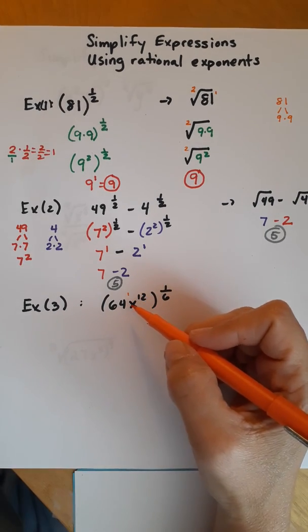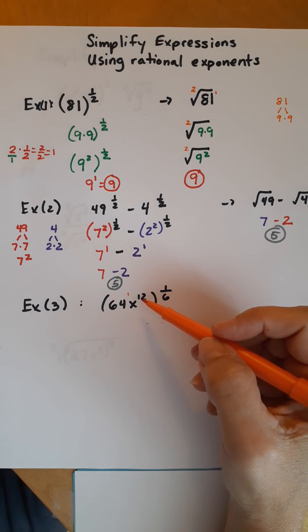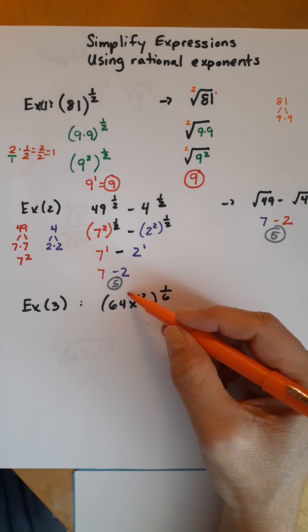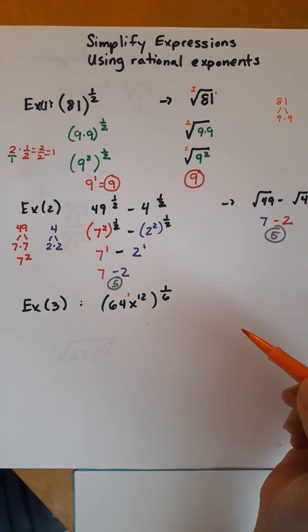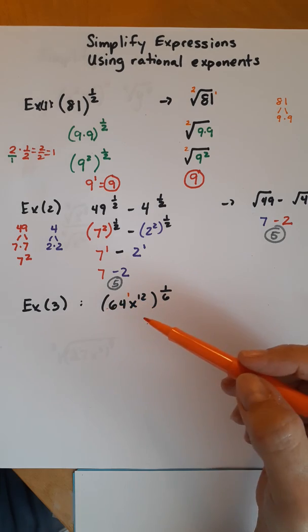We're going to look inside this parentheses. Do they all have a power? And I like to do this because I just want to remind people not to skip anything. So the 64 doesn't have a power, so I assign it a 1 because that's not going to change the value of 64.